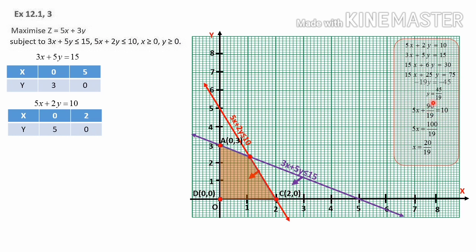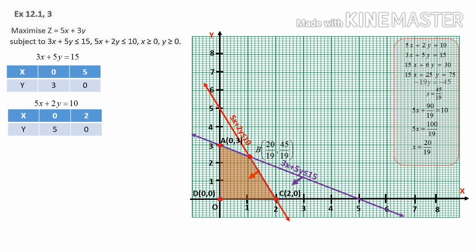5x is equal to this, you can take to the right side and do the calculation. You will get 100 by 19. This 5 and 100 we can cancel, we will get 20 by 19. So we can reduce the number of steps and write the answer. The x value and y value we have to find out, and then just put it here: 20 by 19, 45 by 19. This is the accurate value.